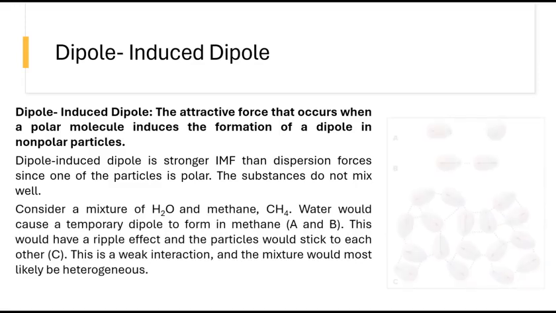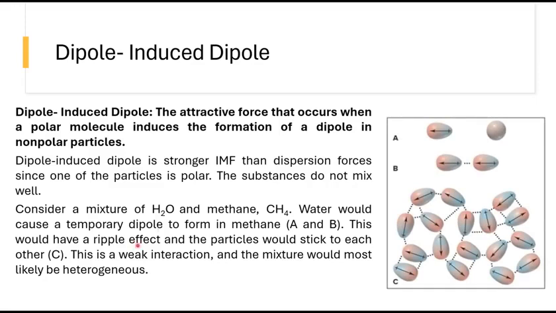Water would cause a temporary dipole to form in methane, like we see here. We have water with a permanent dipole, and then this would be methane with no permanent dipole. The water forces methane to have a dipole, or induces a dipole in methane, which causes a ripple effect and all the particles start sticking to each other. This is a weak interaction, and the mixture will most likely be heterogeneous.